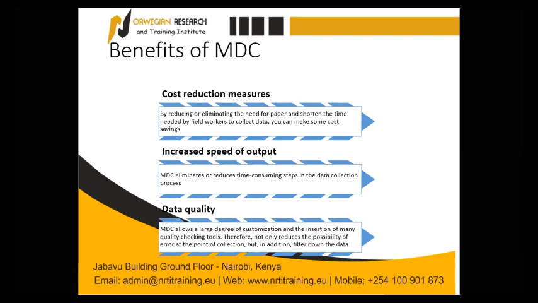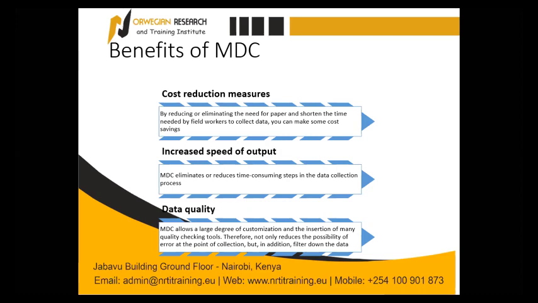One, we have the cost reduction measure as compared to the normal movement of paperwork, whereby it reduces and eliminates the need for paper and shortens time for the field workers at the same time. It also increases the speed of the output. Let me give you an example: moving from here to Nairobi, and you want to collect your data from there. There's a flow of data whereby I'll only need to feed in my credentials and then have the data that has been sent in.